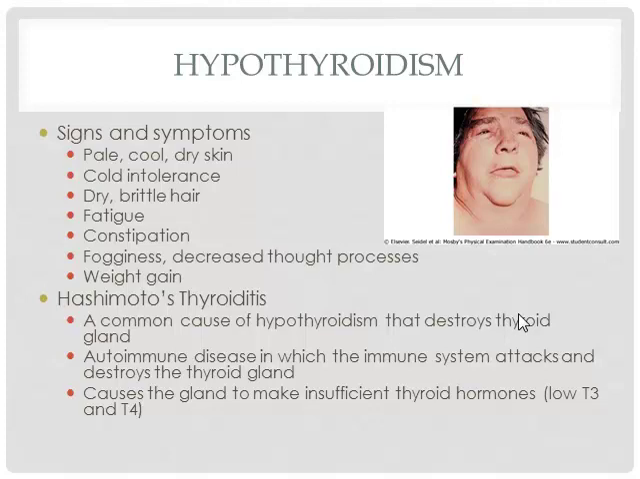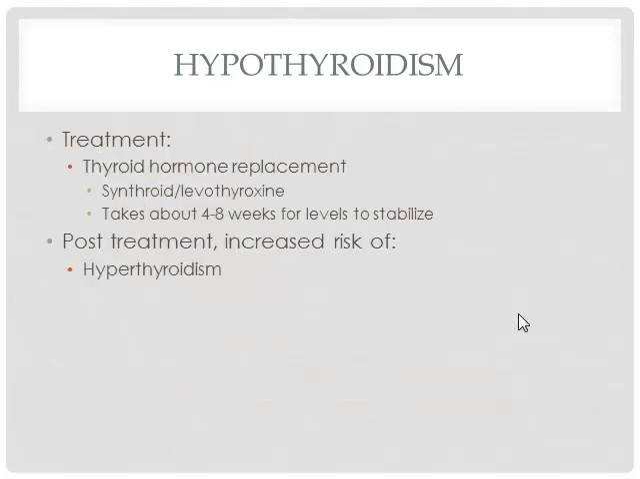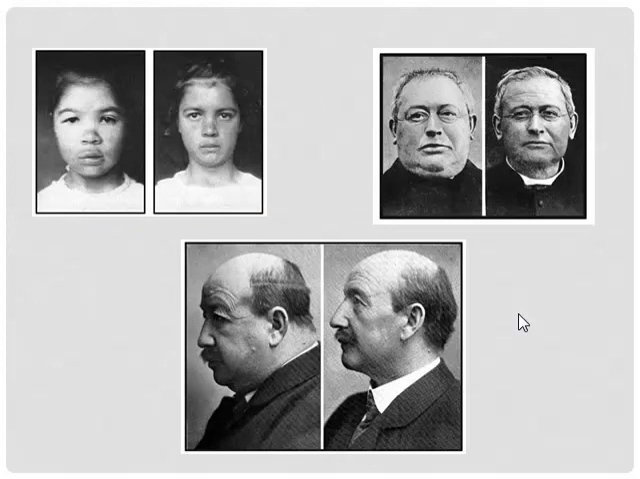One of the most common causes of hypothyroidism is Hashimoto's thyroiditis, and that is going to destroy the thyroid gland because this autoimmune disease attacks and destroys this gland, and then that causes not enough T3 and T4 to be available. Treatment for this is usually Synthroid or levothyroxine. When they start off the medication, it takes about 8 weeks to stabilize. After the treatment, they are going to have an increased risk of hyperthyroidism because now there's enough T3 and T4 available. So here are a couple of different pictures showing you before and after treatment.